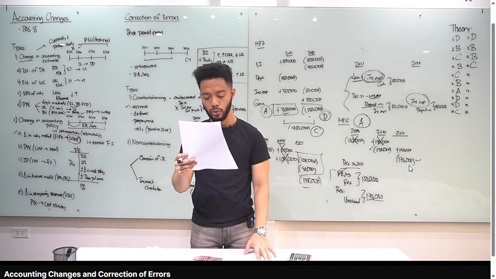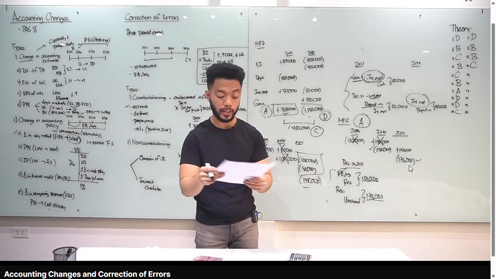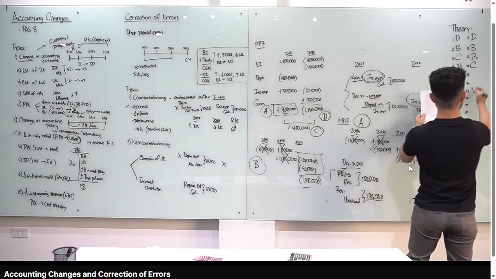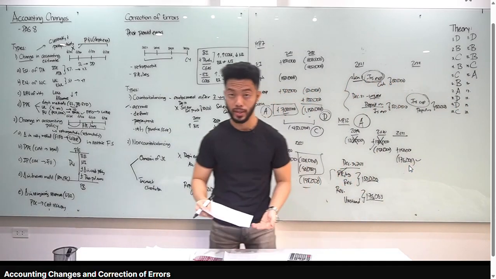Let's go to number 15. In which of the following situations should an entity report a prior period adjustment? Tingnan natin. Punta sa letter A. The correction of a mathematical error in the calculation of the prior period's depreciation. Mali yung pag-depreciate natin. Prior period error yan.